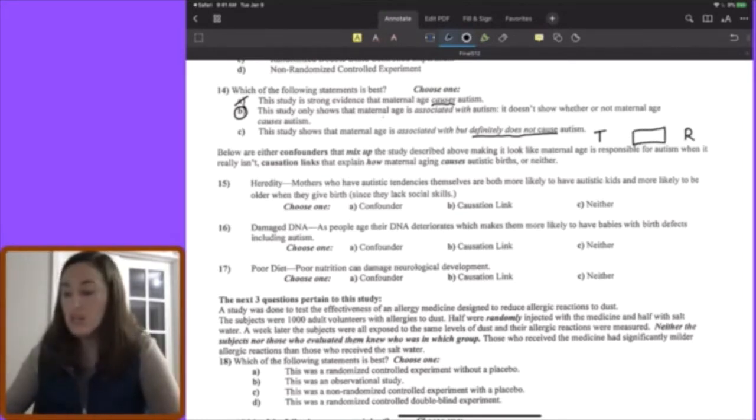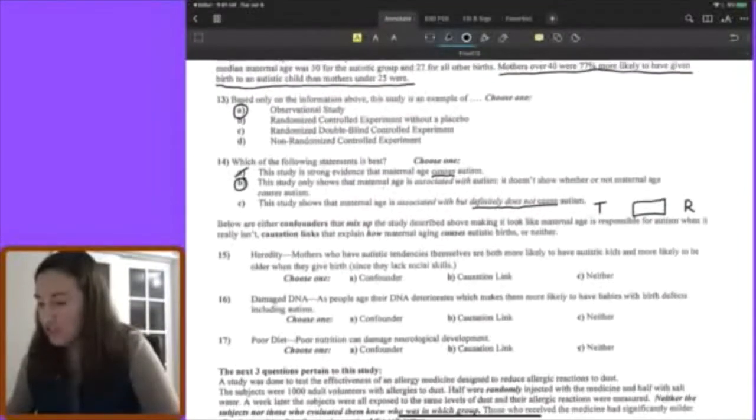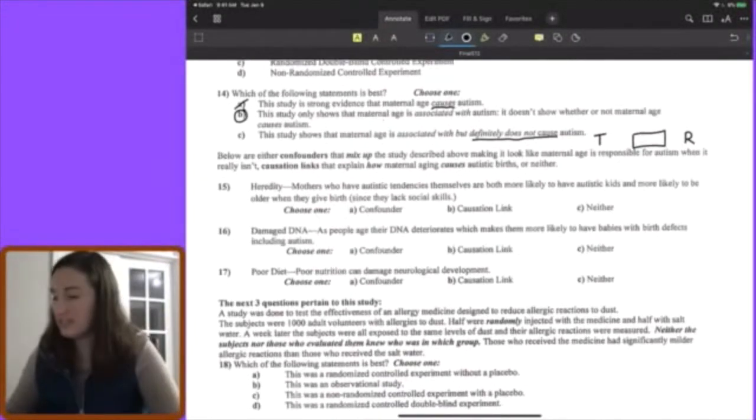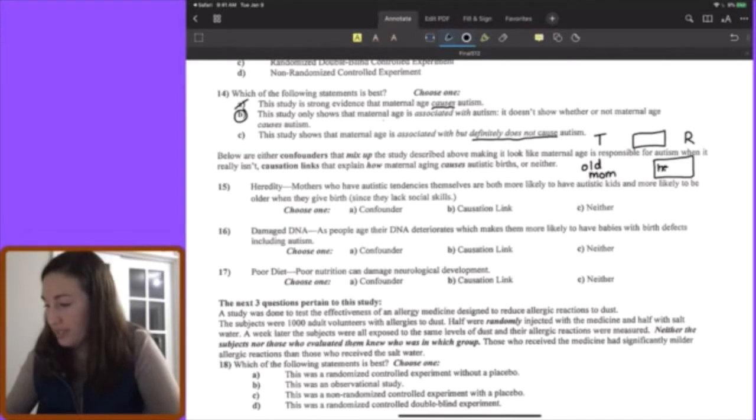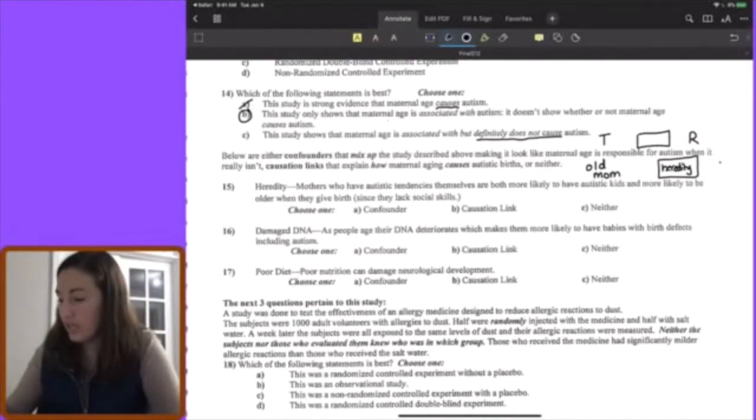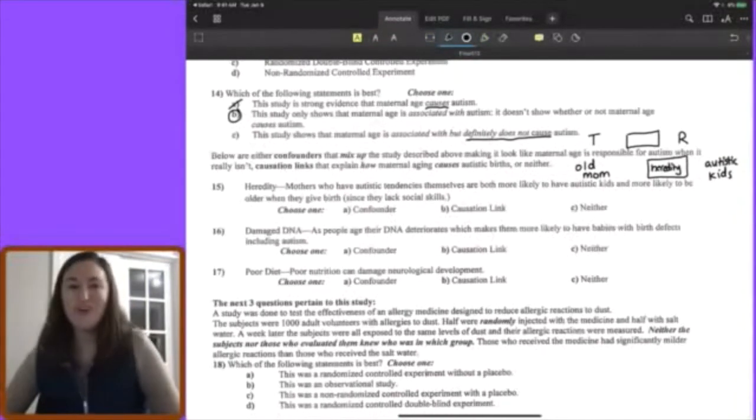So in this case, the treatment is, so this study is trying to say older moms are more likely to have autistic kids. So the treatment I'm going to say is being an old mom. And then the thing we're looking at is heredity. And then the response is autistic kids. So always good to start off by identifying what's the treatment and what's the response.